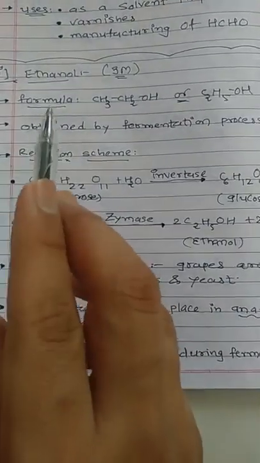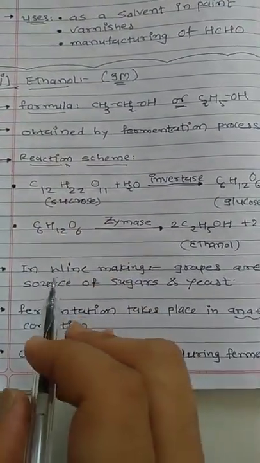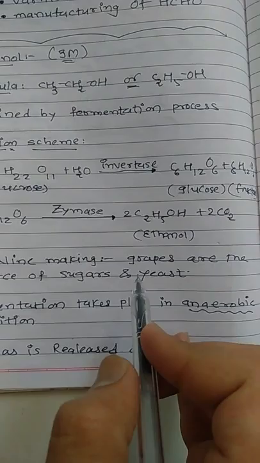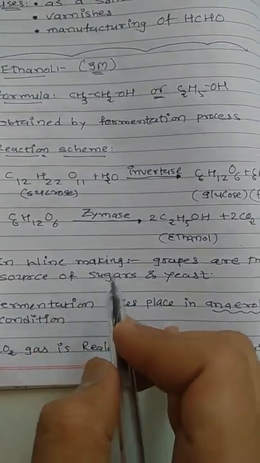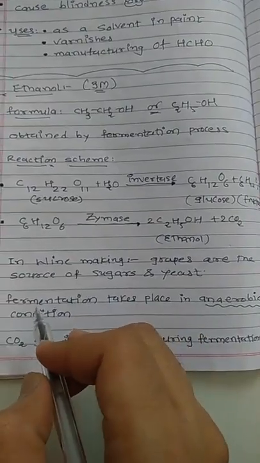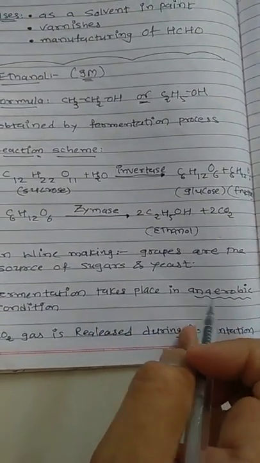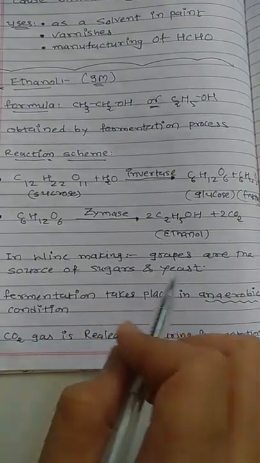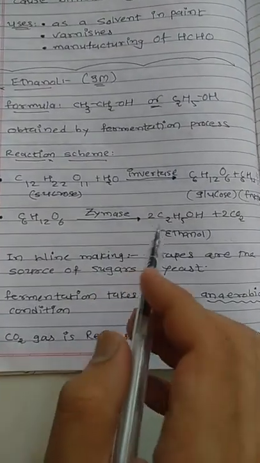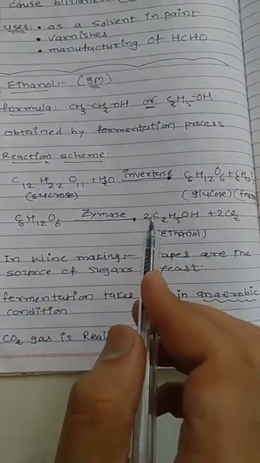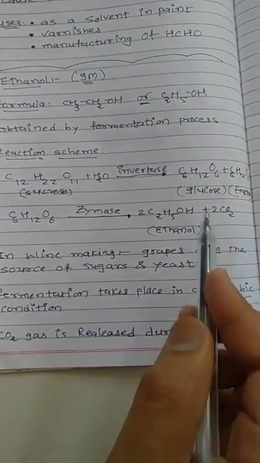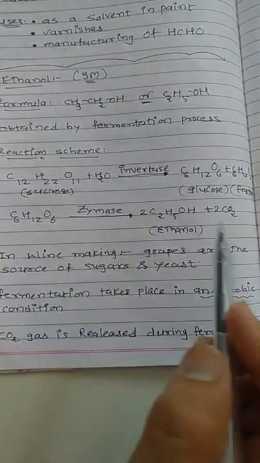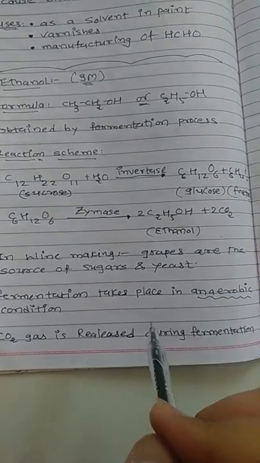Generally ethanol is used in the wine industry. How do wine industries make ethanol? In wine industries, grapes are the main source of sugars and yeast. The fermentation reaction takes place in anaerobic condition. This is the most important condition. Anaerobic means absence of oxygen. During this reaction ethanol is formed, but a byproduct, carbon dioxide, is also formed. So what is the main point about fermentation reaction? In fermentation reaction, carbon dioxide gas is released.